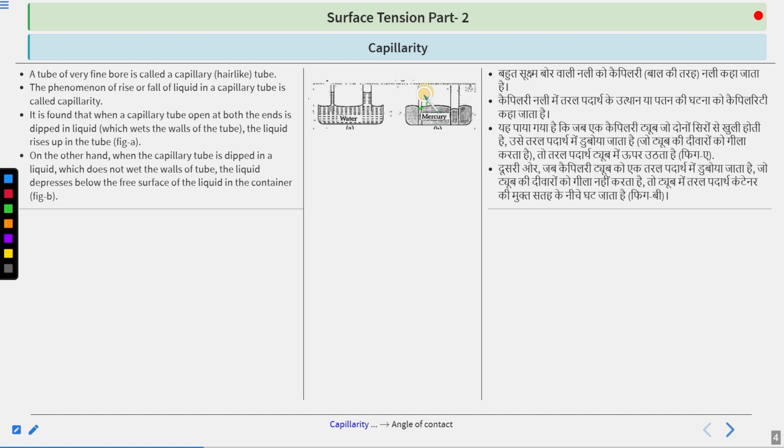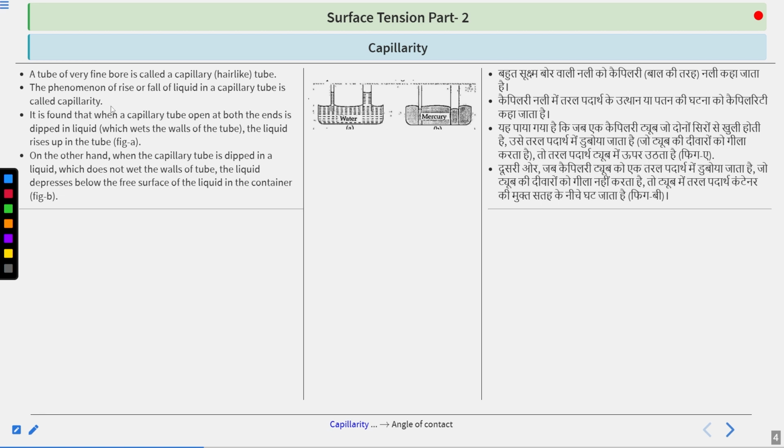So here we have discussed some points. Let's revise them in a quick manner. First, to understand capillarity, we need to understand the capillary tube. A capillary tube is a tube with a very thin bore, also known as a hair-like tube. And the tendency of liquid to rise and fall in the tube is known as capillarity.